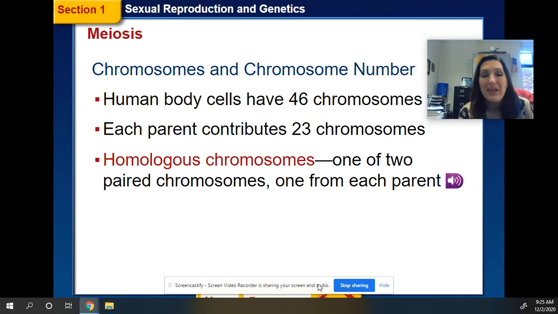Okay, so in meiosis, we're making a cell, just like in mitosis and the cell cycle. This cell cycle involves meiosis instead of mitosis. And in this cell cycle, we're making a different cell. We're making our gametes. Gametes are egg and sperm cells. So we're making our reproductive cells, and reproductive cells have half the number of chromosomes.